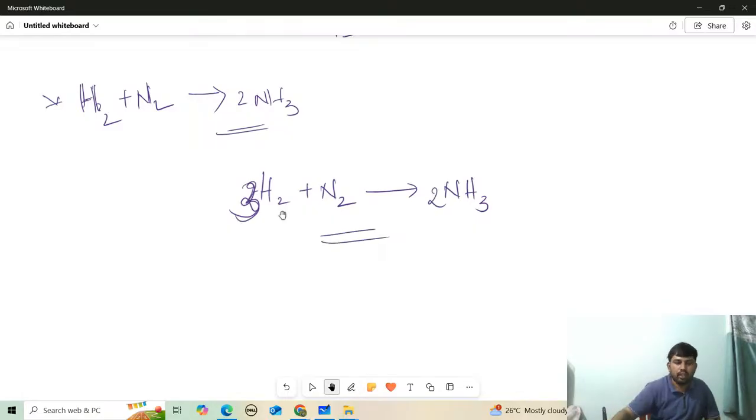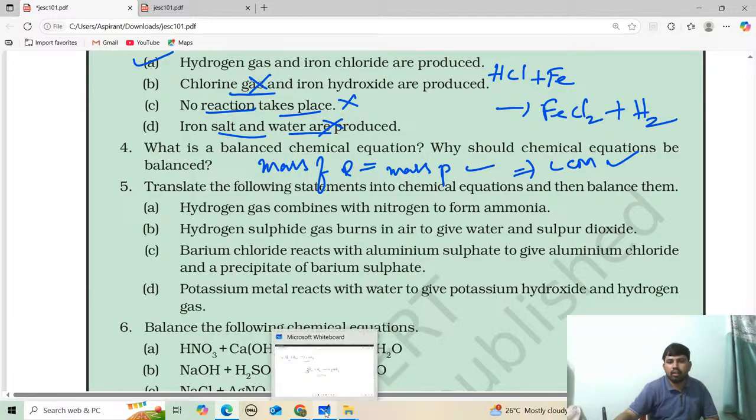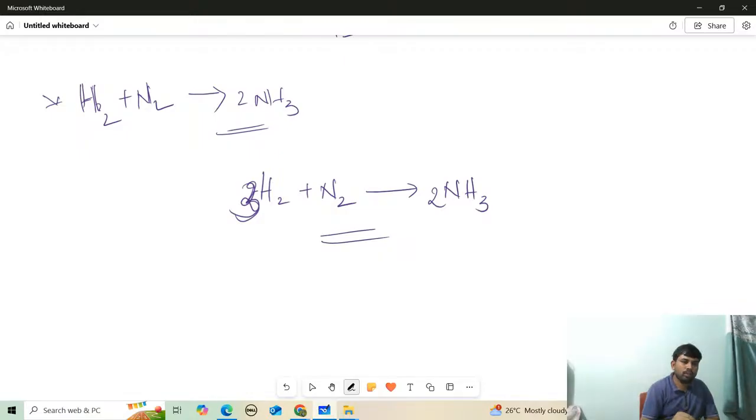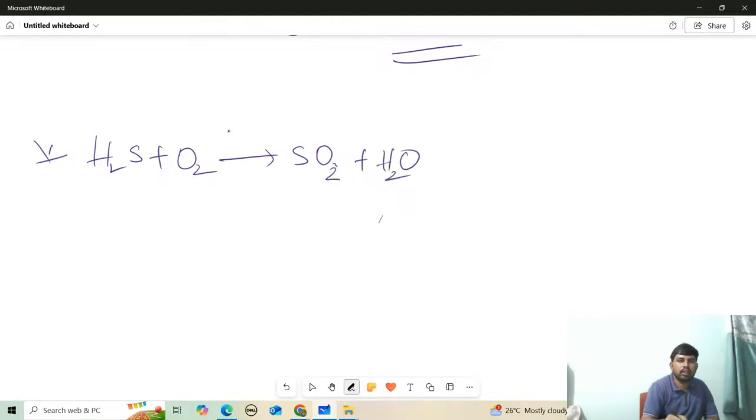Now the next question. What is the next question, sir? Hydrogen sulfide gas burns in air and produces water and sulfur dioxide. What is the hydrogen sulfide formula? Hydrogen sulfide formula is H2S, plus O2 since it burns in air, producing sulfur dioxide plus water.